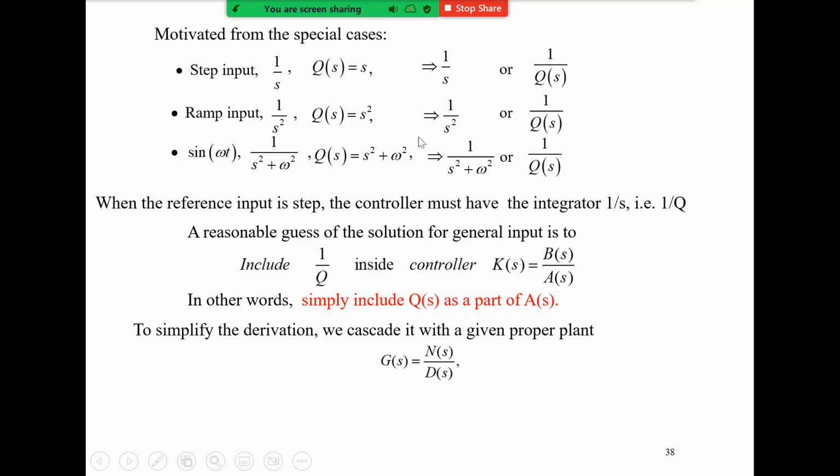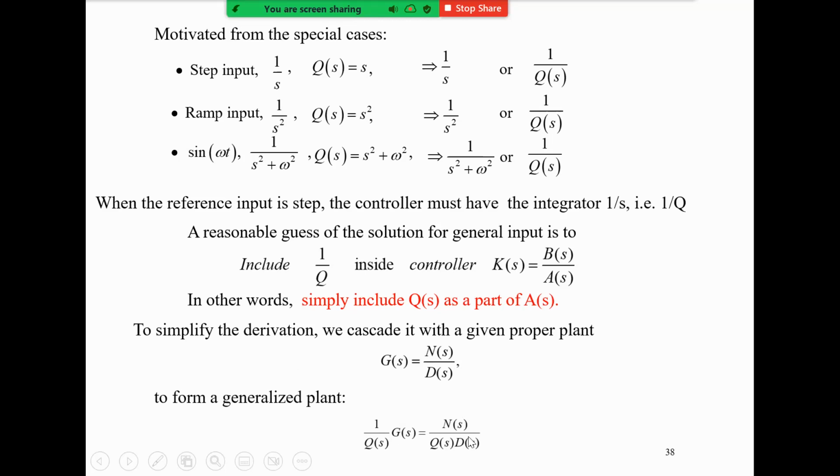So therefore, from that we can get Q. We know the common denominator for those unstable modes, because Q is already given. Therefore, we can put Q, we combine those Q with the system, and we have a generalized plant. We put Q as a part of the plant.